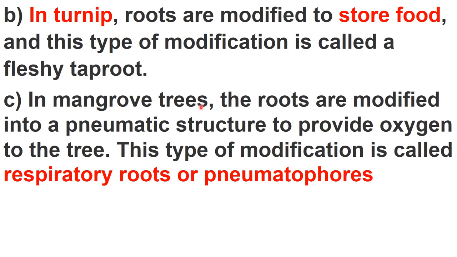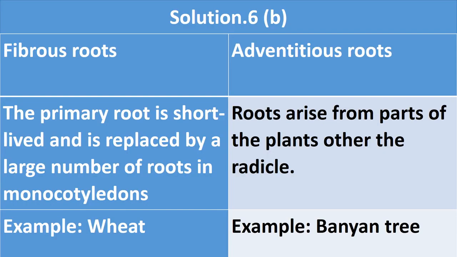In mangrove trees, like the trees which are found in swampy areas, the roots are modified into a pneumatic structure to provide oxygen to the tree. Means these roots grow in an upward direction, and these have small pores for the exchange of gases, and that's why these are helping in respiration. So such type of roots are for respiration, and this type of modification is called respiratory roots or pneumatophores. This is the answer for question number 6 of NCERT B part.